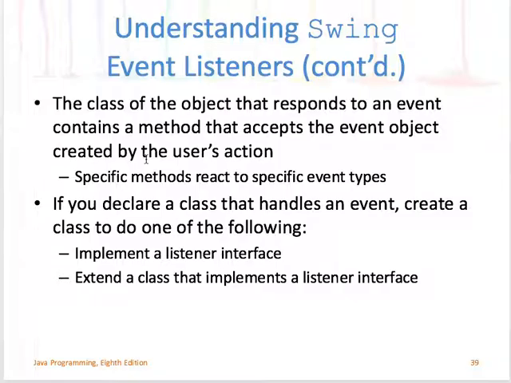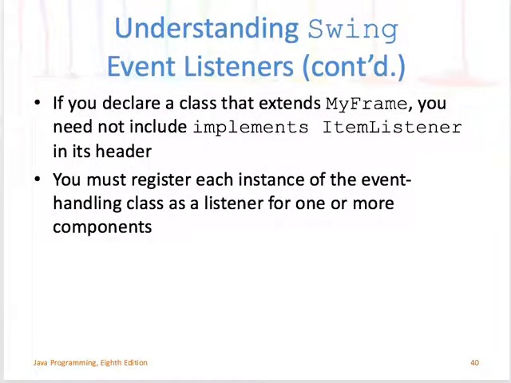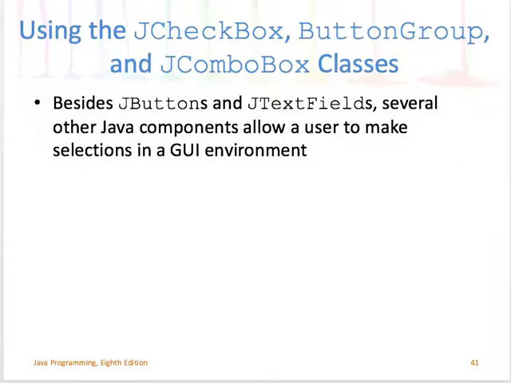Understand Swing components. A class of an object that responds to an event contains a method that accepts the event object created by the user action. If a user declares a class that handles an event, create a class to do one of the following. Implement a listener interface. We'll talk about interfaces later on. Extend a class that implements a listener interface. Let's scroll down.